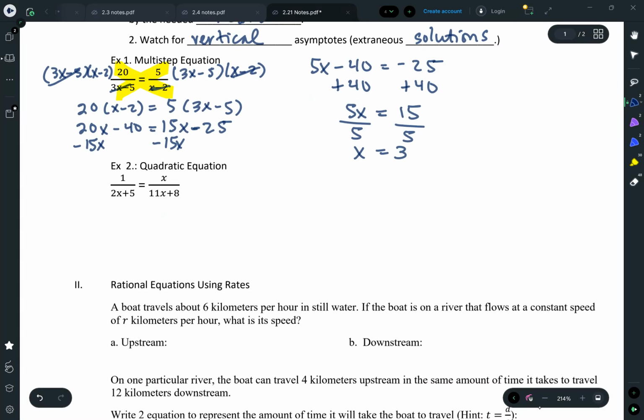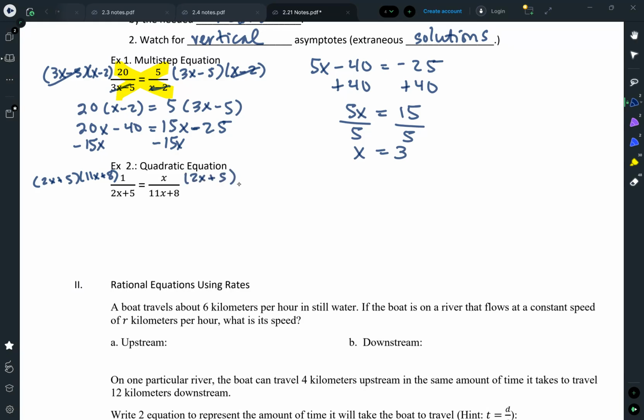So next one, similar strategy to start out with. I want to clear all my denominators, so I'm going to multiply by the 2x plus 5 and the 11x plus 8 on both sides. And this is going to be another one where it just works out to be cross multiplication, because when I clear out the 2x plus 5s, now I have 1 times 11x plus 8. That's just 11x plus 8. On the other side, I would end up with x times 2x plus 5. And that's going to be 2x squared plus 5x.